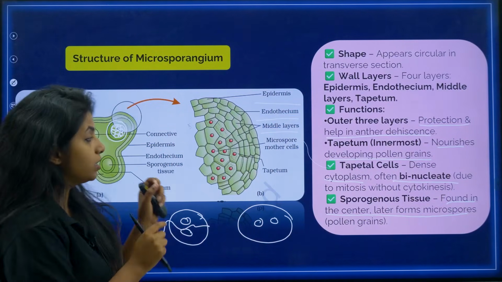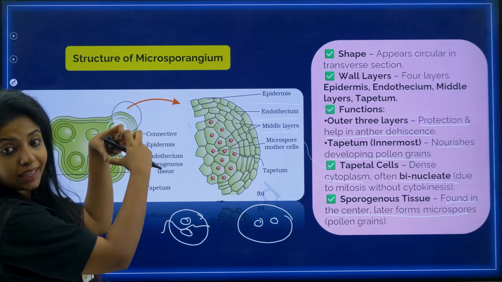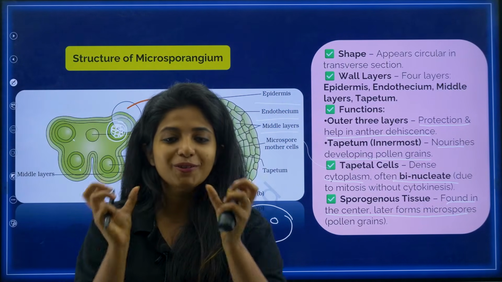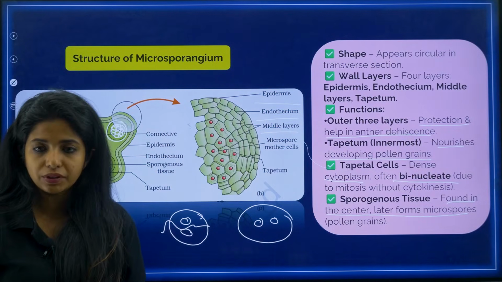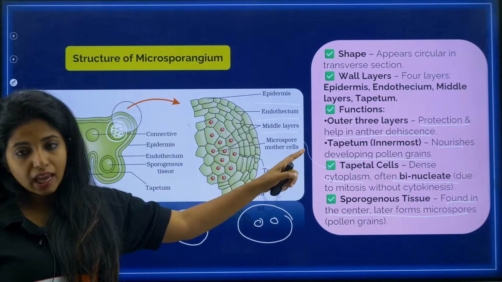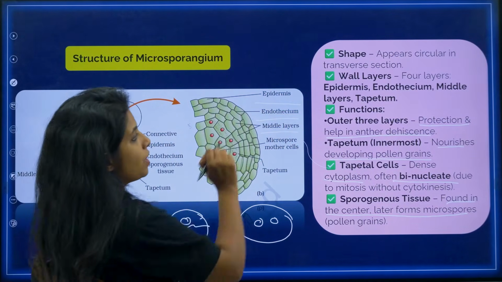So the pollen grains are being made over here. How do they release? For that, the anther has to dehisce. It has to break open and release all the pollen grains. So for dehiscence of the anther, what do we have? We have all these three layers, and also for providing protection as well. So I hope this is completed.